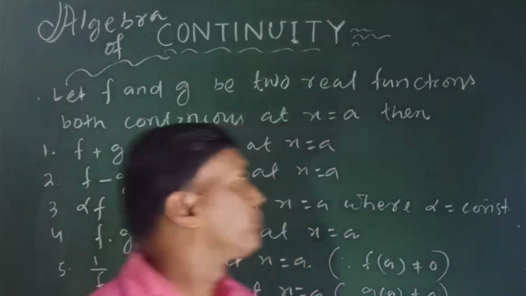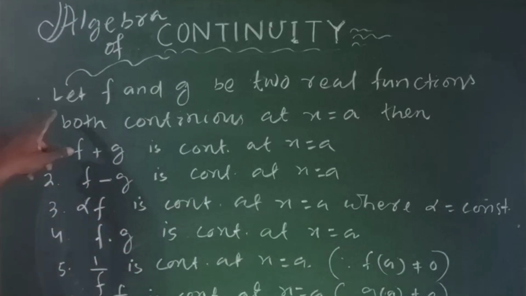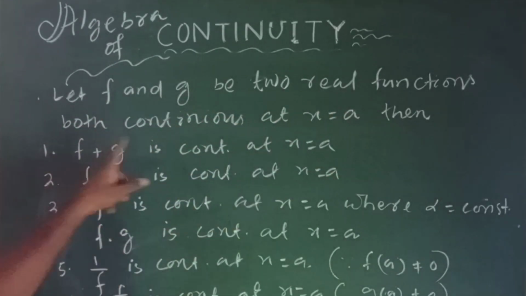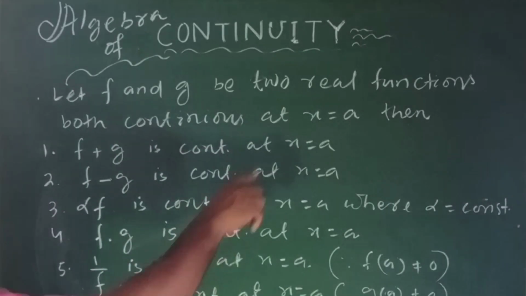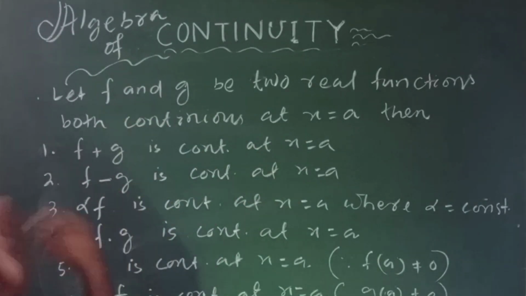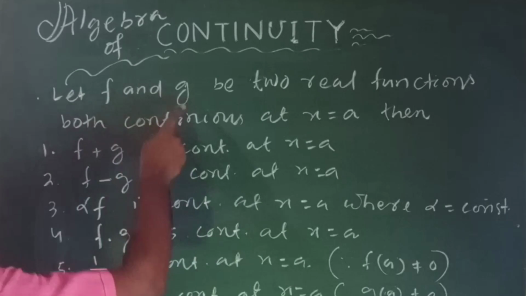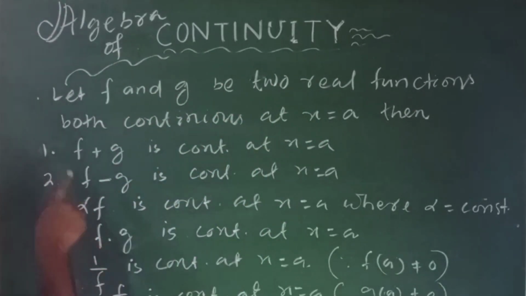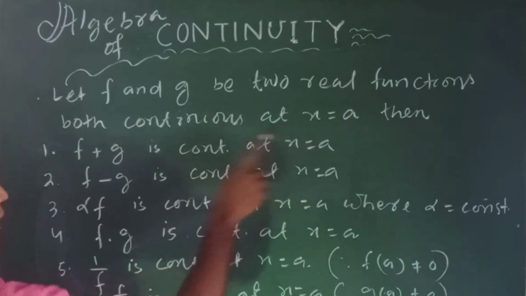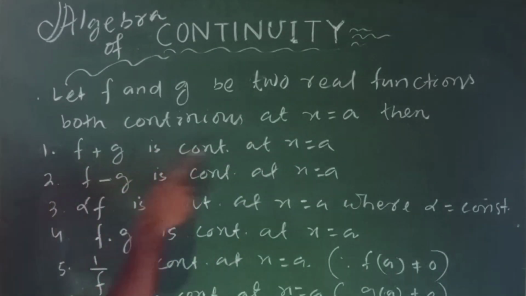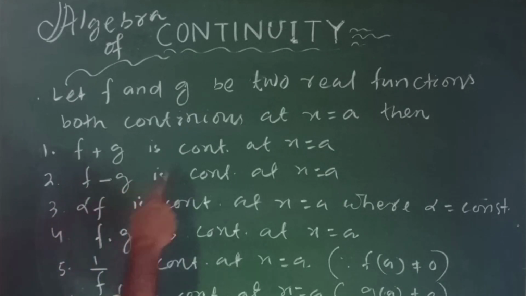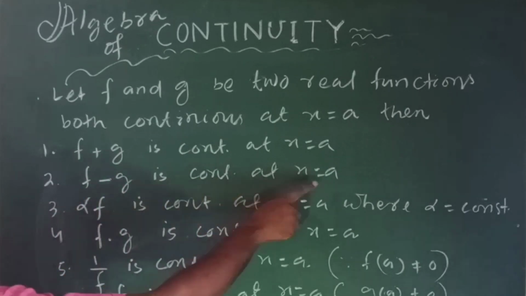Now is the algebra of continuity. First, let f and g be two real functions, both continuous at x is equal to a. Suppose f and g are two real functions and these two functions are continuous. F is continuous and g is also continuous. Then the sum of two functions is continuous at x is equal to a. That means f plus g is continuous. The difference of two continuous functions is continuous. That means f minus g is continuous at x is equal to a.